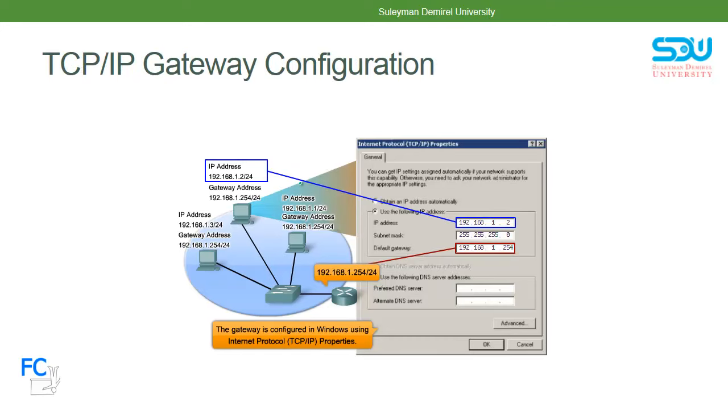Where can you find the configuration of the default gateway? If you go to the network interface card configuration and properties, you'll find that you are able to configure the IP address, you are able to configure the subnet mask, we'll discuss it a little bit later, and you are able to configure the IP address of your default gateway. So the IP address of the default gateway is the IP address of this interface.